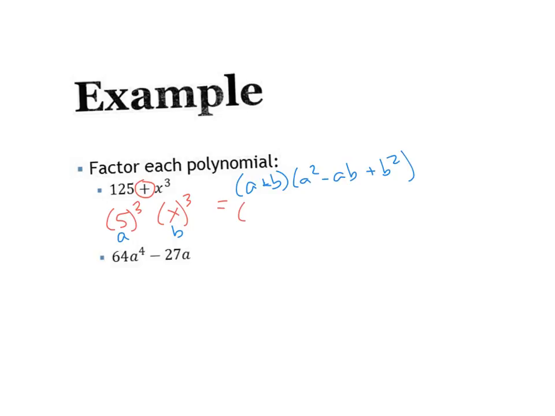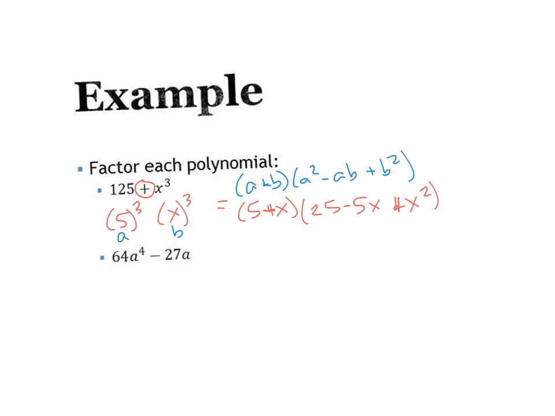So this is going to be 5 plus x. Okay, that's my a plus b. This is going to be 25 because that's 5 squared, minus 5x because that's a times b, plus x squared. So all I've done is figured out what a and b are and then plugged those in, and we're done.